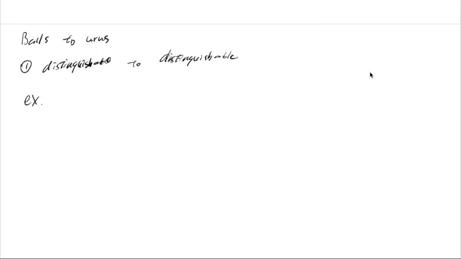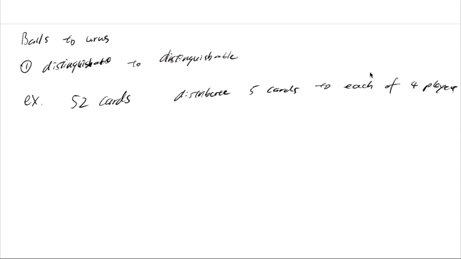So for example, a typical example for distinguishable to distinguishable is if I ask you how many ways are there to distribute hands of 5 cards to each of the 4 players from the standard deck of 52 cards. So we have 52 cards, and we want to distribute 5 cards to each of 4 players. So the cards are distinguishable and the players are distinguishable.